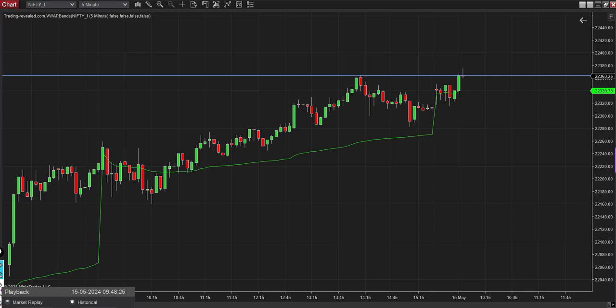Previous day's high is very important because price spent so much time, more than 5 candles, overlapping VWAP. Now price is trying to move up above previous day's high. When price is trying to move above previous day's high, what does it mean? Bulls can be stronger. Here I'll use the words, can be stronger.